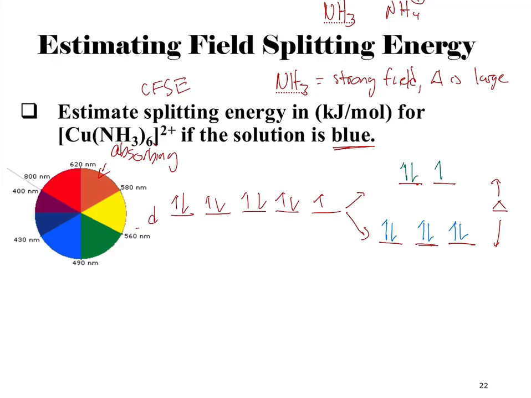In this case, because it's 9, I think you'll always end up with only 1 unpaired electron. But we filled in these bottom ones first, because delta is large. And we know delta is large because ammonia is a strong field complex. Right? We're just saying it's a lot of energy between these two.